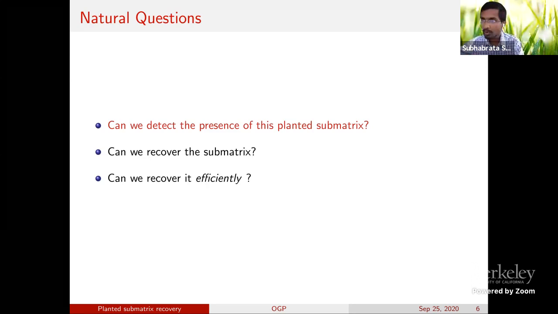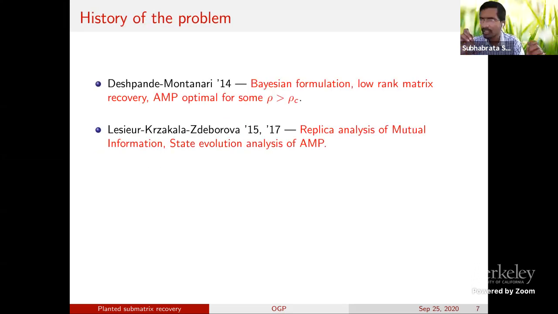Today we'll basically focus on the second two questions: how well can we recover this planted submatrix, and can this be recovered efficiently? Now, let me spend a few moments describing the history of this problem. A Bayesian version of this problem is where my matrix can be represented as a rank-one spike in a GOE matrix. One natural Bayesian formulation is where the entries of the spike are IID from a certain distribution.